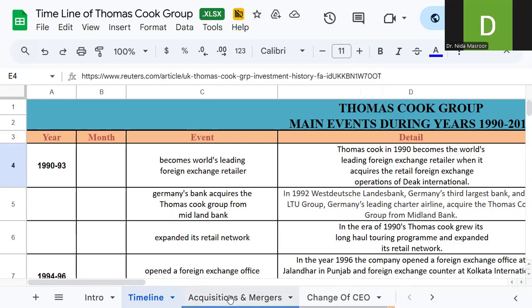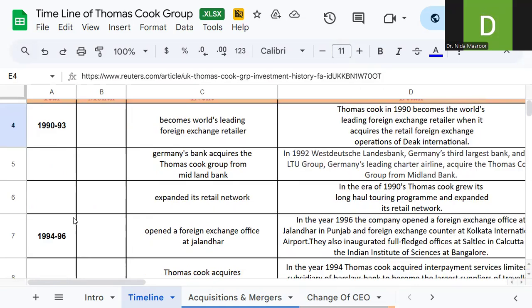Now, in this timeline, although the company was 175 years old, we just took the last 30 years, from 1990 till 2019, so around 29 years. There we have reported the key incidents that occurred during that particular time.